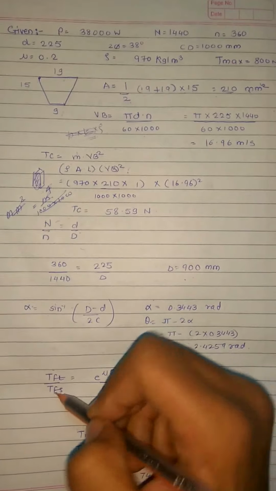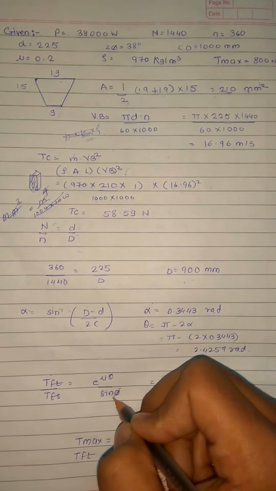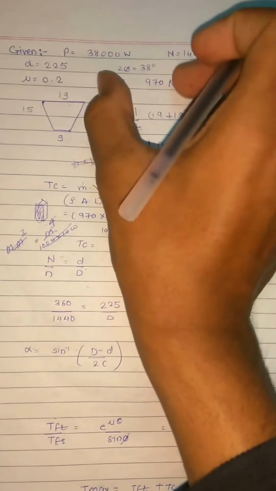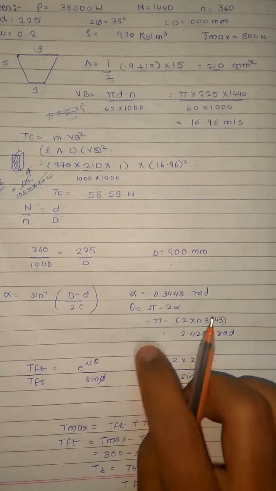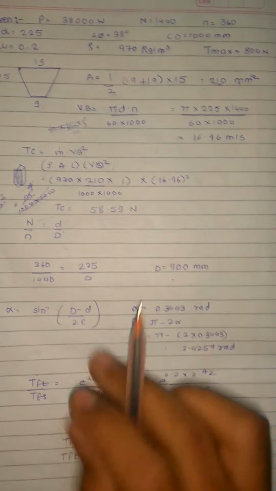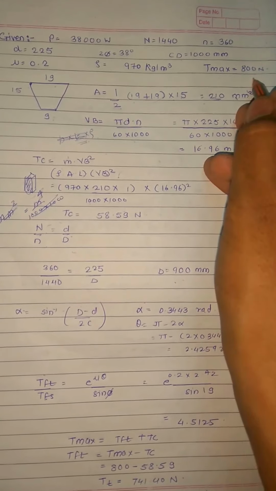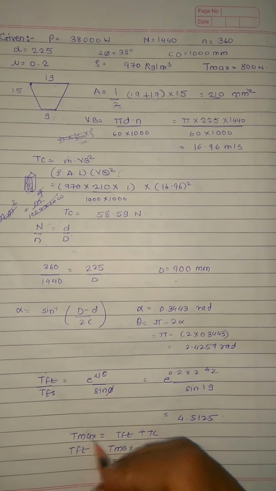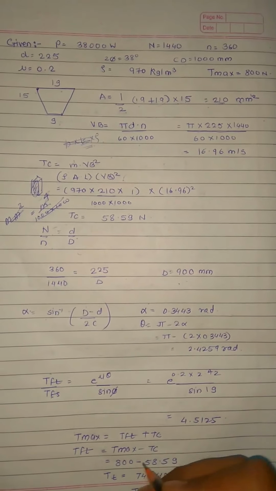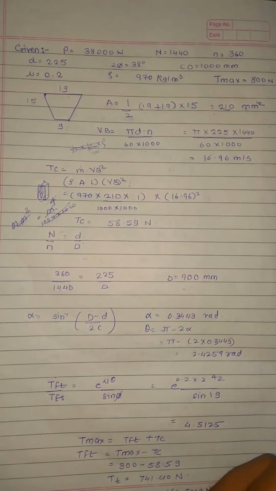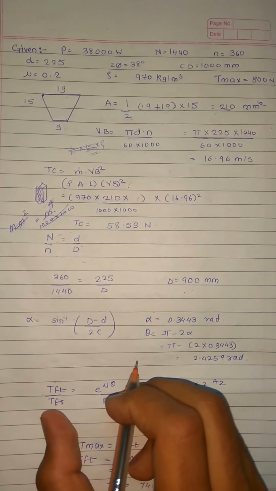Next, TFT upon TFS is equal to e raised to mu theta upon sin phi. Phi is used because we have been given the groove angle. Whenever groove angle is given, use upon sin phi. We get a ratio for TFT and TFS. Again, we have been given maximum, so we can use the maximum. We have TC, we can calculate TFT, which will be 741.40. Putting 741 in this equation, we can get TFS.